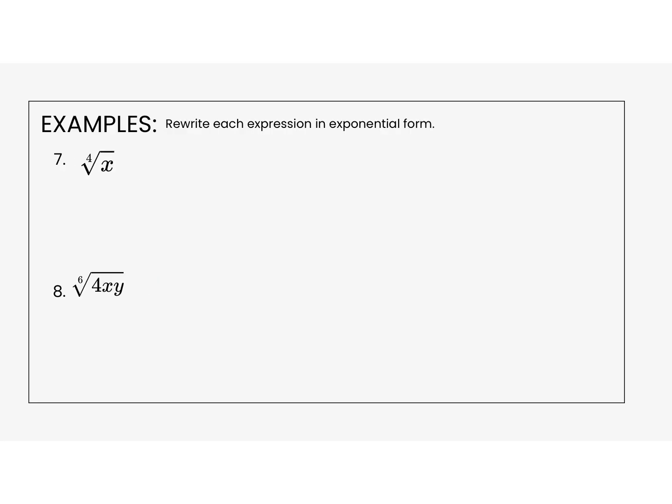Okay, we're going to jump a little bit, if you're following along in your notes, to number 7, and now we're going to go the opposite way. So we went from rational exponents to radicals, now we're going to go radicals to exponential. So the fourth root of x would be x to the 1/4 power. Okay, the sixth root of 4xy would be 4xy to the 1/6 power. So again, whatever is in that root, that's what goes in the denominator of your exponent.